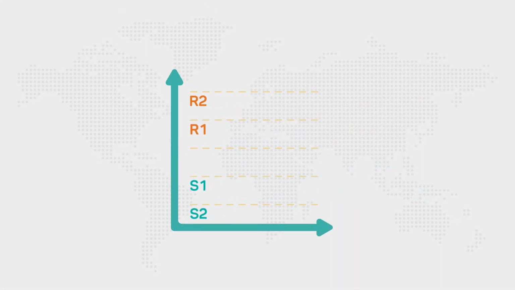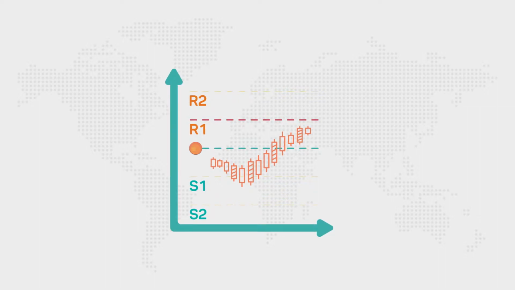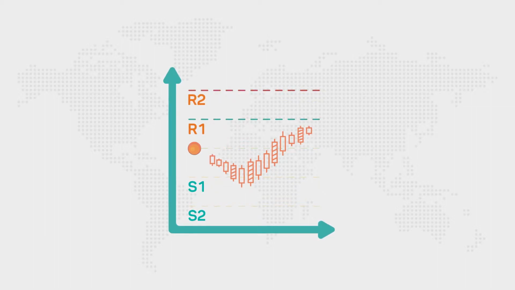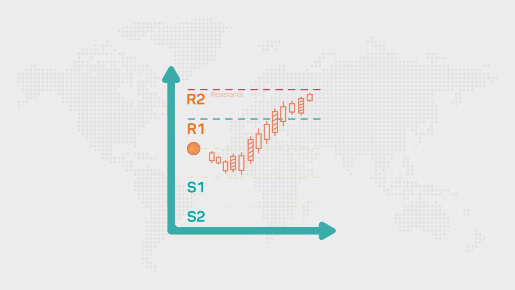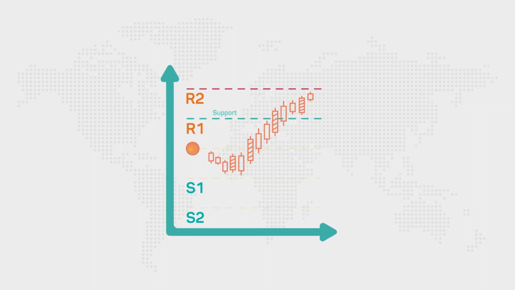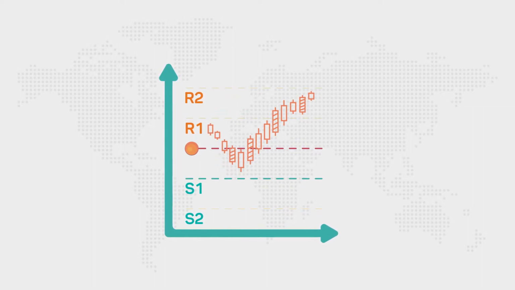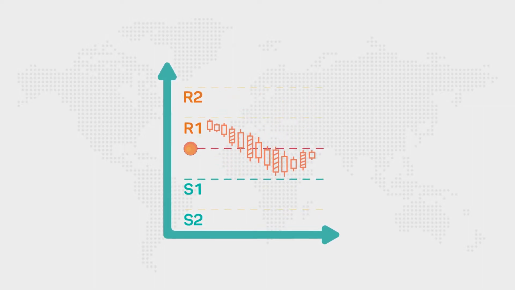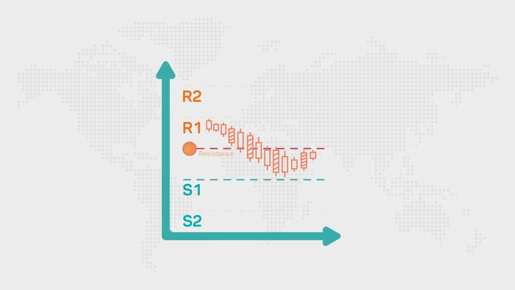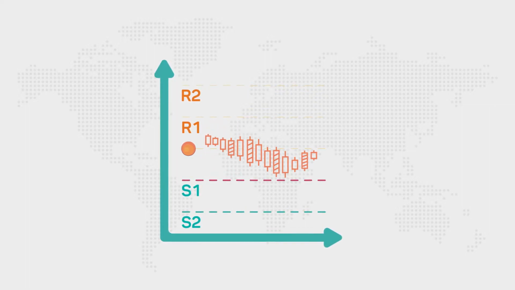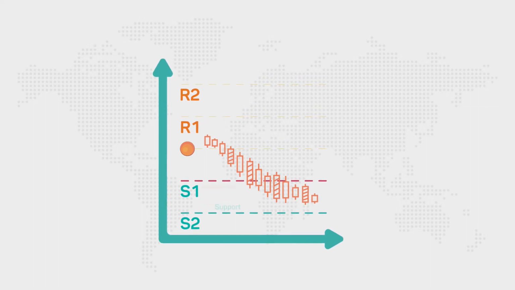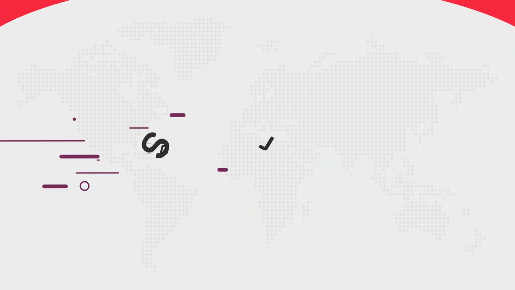Pivot points are important support and resistance levels. When price action crosses above a pivot point, R1 becomes the overhead resistance, and the pivot point becomes support. When R1 is broken, R2 becomes overhead resistance and R1 becomes support. Similarly, when price action crosses below the pivot point, S1 becomes support and the pivot point provides resistance. When S1 is broken, S2 becomes support and S1 provides resistance.